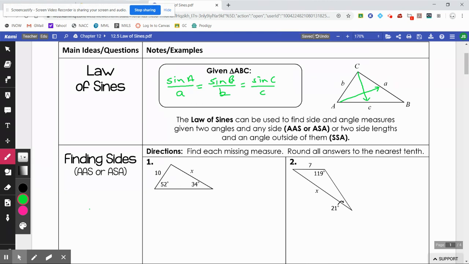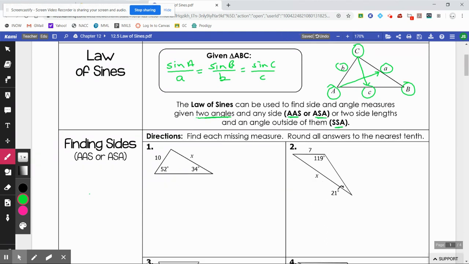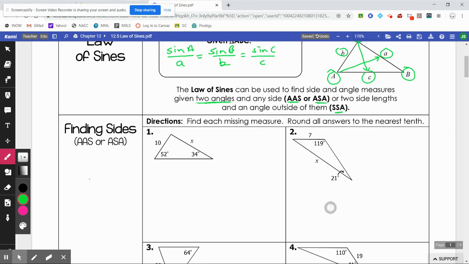So the sine of this angle over this side will always equal the sine of this angle over this side. And eventually, in the third part, it'll also equal the sine of this angle over this side. So the law of sines can be used to find side and angle measures when we're given two angles and a side, which they classify as angle-side-angle, or the two side lengths and an angle. You don't have to know those, because what I do is I just say use it if you can. And if you can't use the law of sines, then we're going to be talking about the law of cosines.